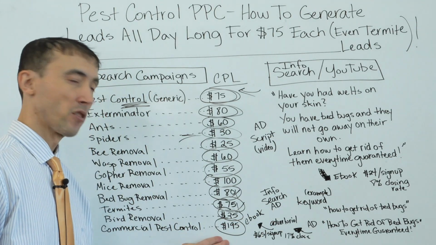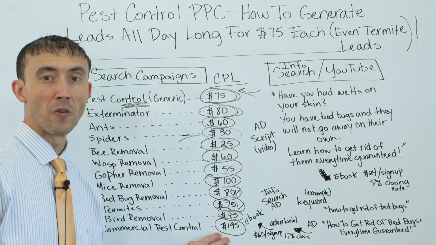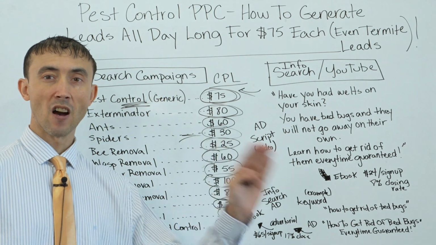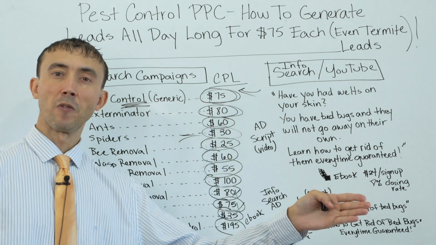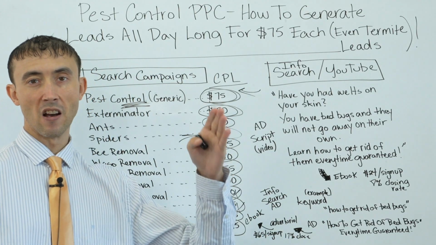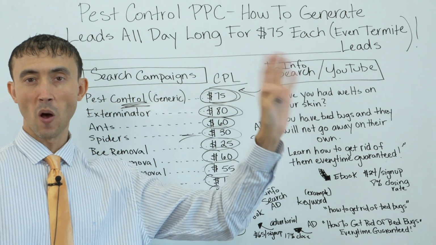Commercial pest control, $195 a lead. Bigger job size there, so therefore you're going to pay more. May not be worth it for you to do that. And your return on investment doesn't come in for a while because you have to have that contract and then you have to service that client for a while to make the lead pay off. And you're not going to make it on the first or second month. You're going to get it on the 6th or 12th month, basically.